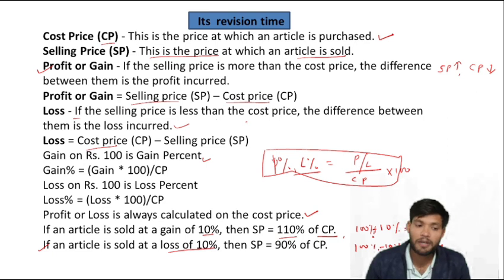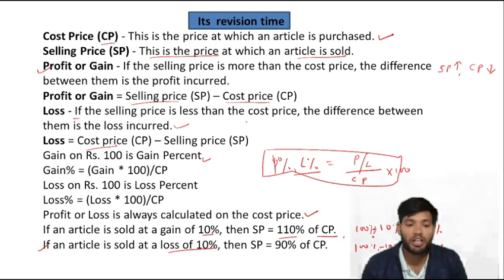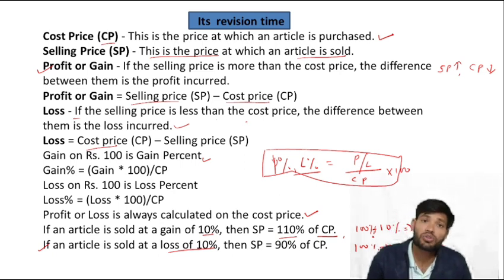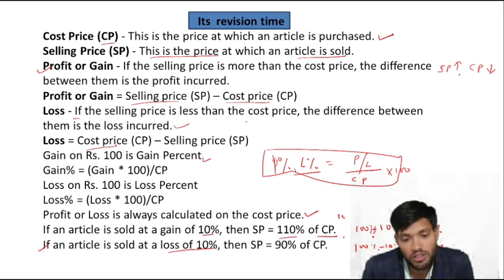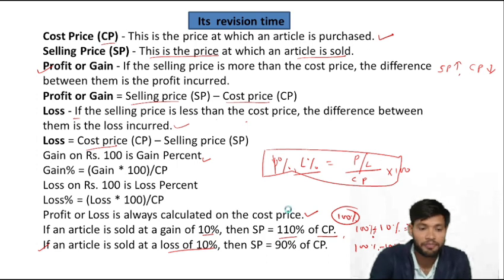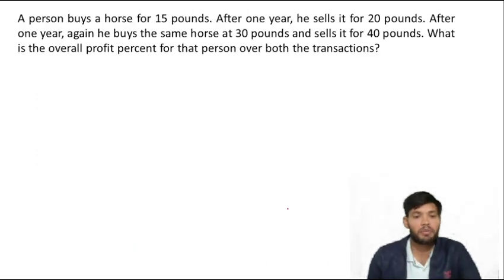So when we gain, the gain percentage is added to CP, and if we lose, the loss percentage is subtracted from CP. CP is considered as 100%. Okay. Now the questions we have practiced here.